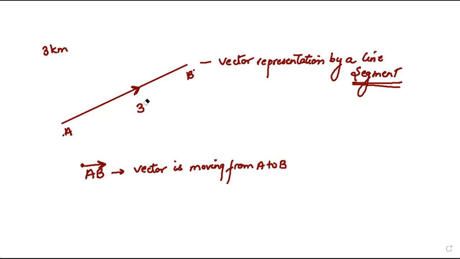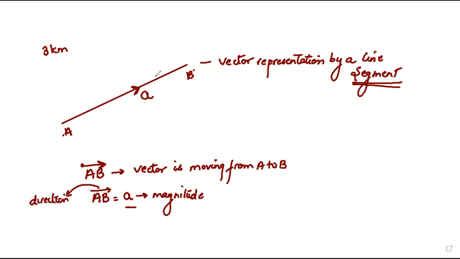Suppose this value is not 3, instead it's just A. So I can write vector A to B is small a. In this way, this A is your magnitude, and this arrow above is showing you the direction. Just by writing A to B equals A, I can easily understand that the value is small a, and the direction is moving from A to B. So this is a vector notation or vector representation when you write it down.